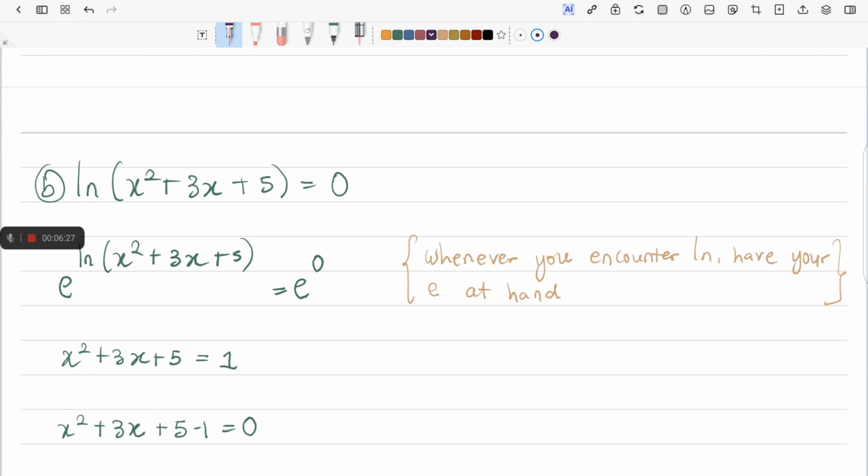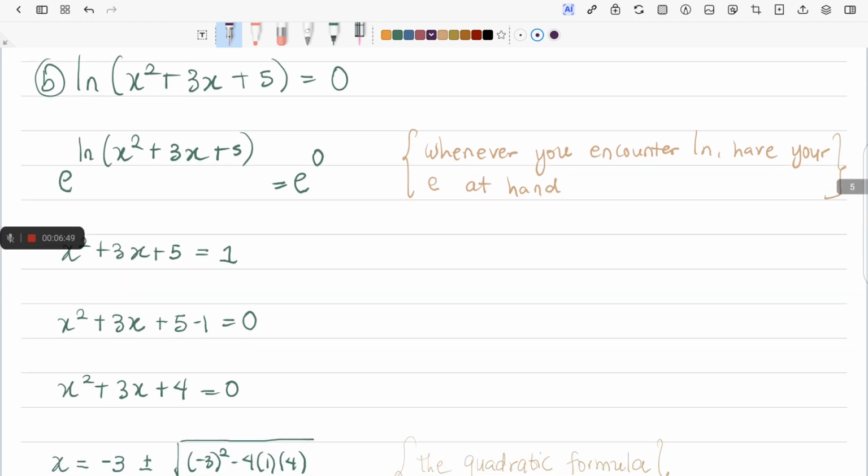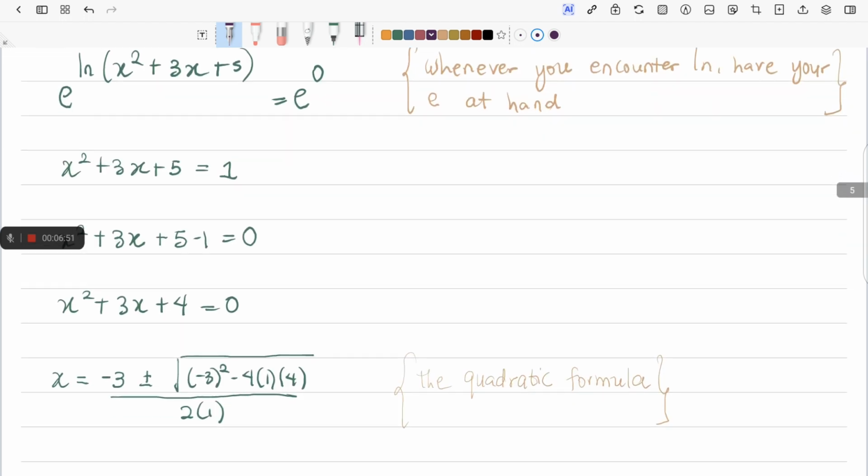Here we have the natural log of x squared plus 3x plus 5 is equal to 0. First, we take the exponential, we raise both sides to the power of e. And when we do that, using logarithm rules, e to the power of natural log of x squared plus 3x plus 5 is just x squared plus 3x plus 5. And e raised to the power of 0 is just 1. So we are left with this now.